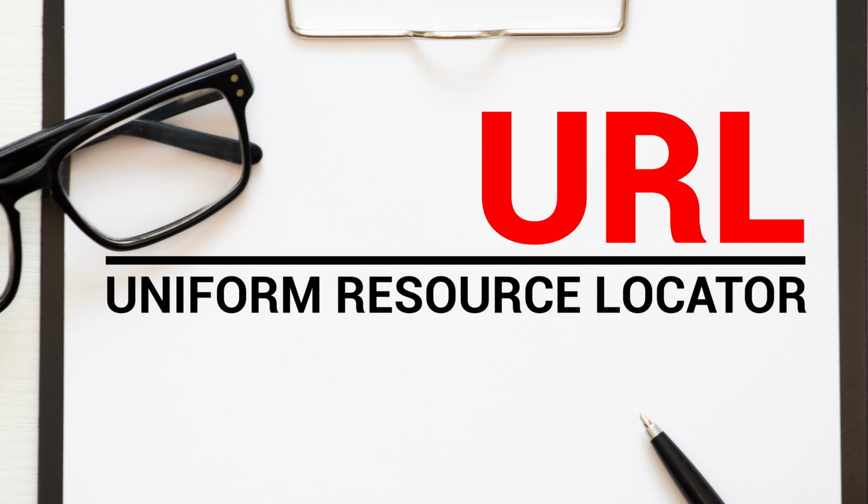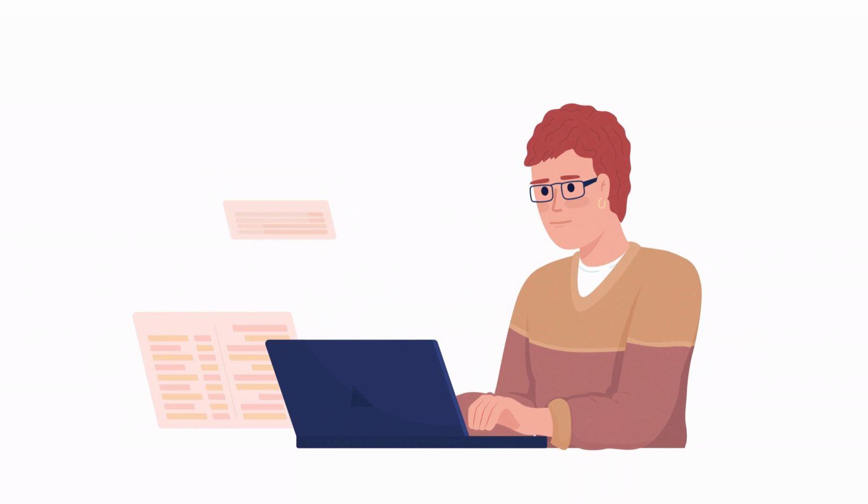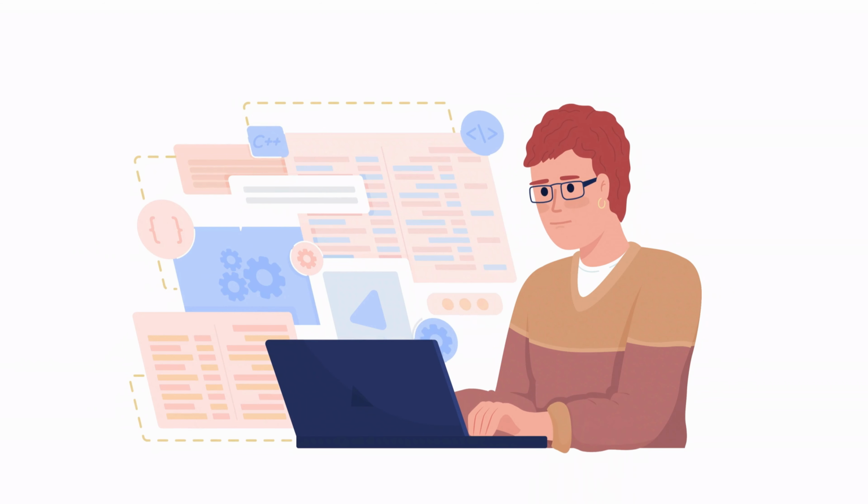Number seven, optimize your URLs. Your URL structure is an important on-page SEO element that can impact ranking and user experience. So your URLs should be short, descriptive, and include target keywords. You should also use hyphens to separate the words in the URLs as opposed to underscores.